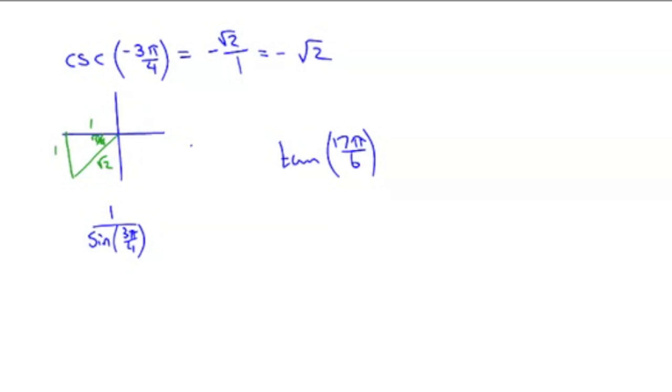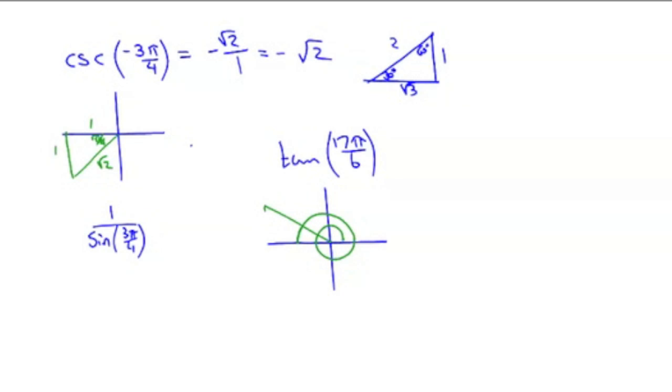Tangent of 17 pi over 6? Oh, you wanna figure this out? I want you to do it. 17 pi over 6. I'll give you the special triangle. What quadrant are we in? Second, because if you wrap around, this would be 12, this would be 18, and you have to go back off 1. So your angle's here. The reference angle is pi over 6. So this side is 1, this side is 2, this side is square root of 3.